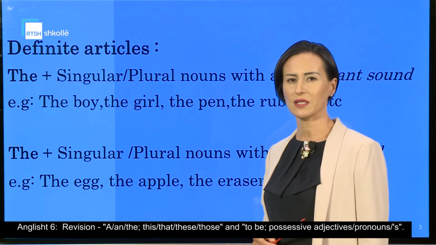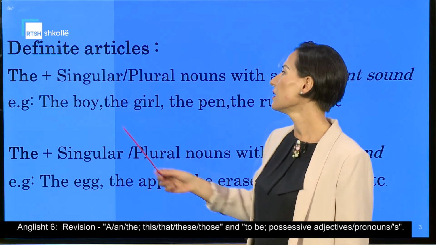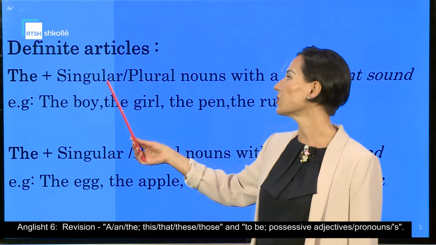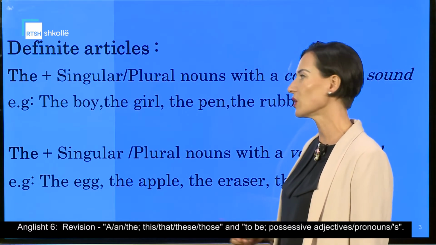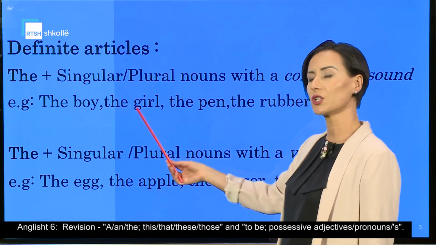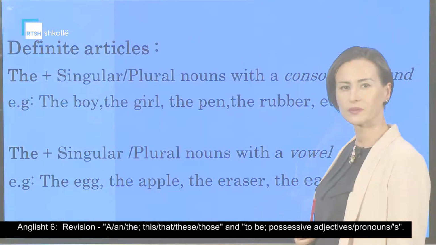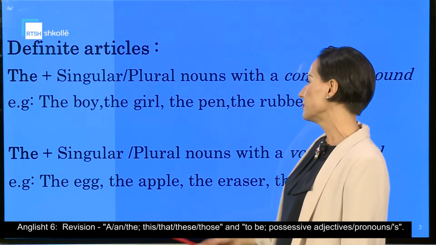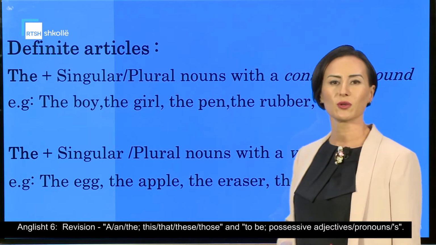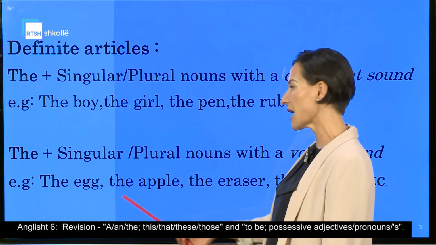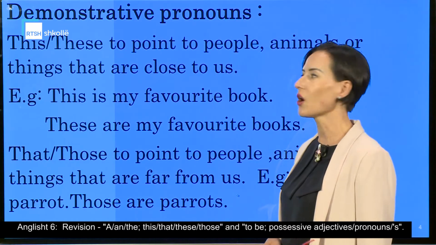What about the definite article the? Follow me, please. The is used with singular or plural nouns with a consonant sound. For example, the boy, the girl, the pen, the rubber, and so on. The definite article the is used with singular or plural nouns with a vowel sound. For instance, the egg, the apple, the eraser, the eagle, and so on.